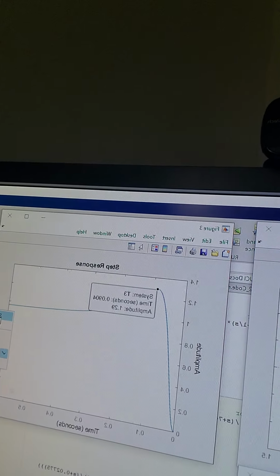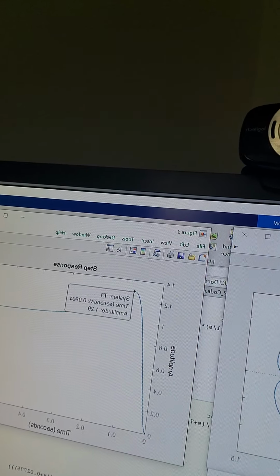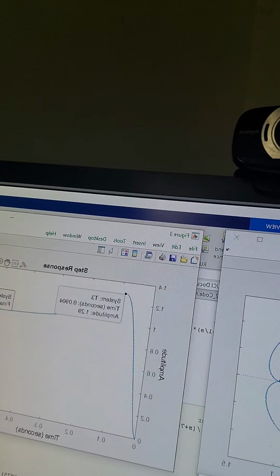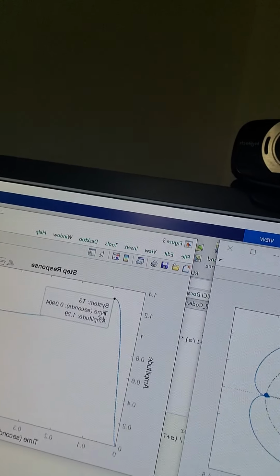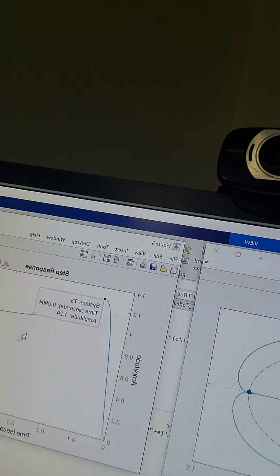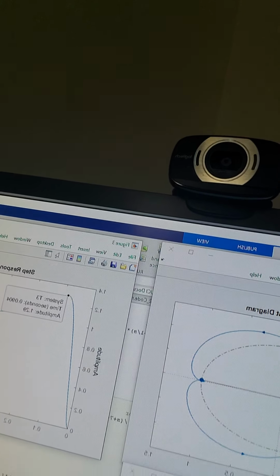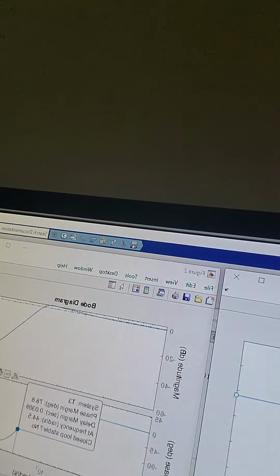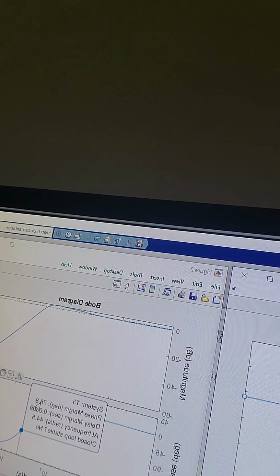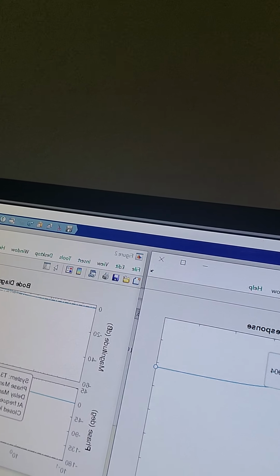It goes to infinity with the step response, which is not ideal, but the rise time is within the requirements. And same for the phase margin. Phase margin is 78.8, so that is above the 60 required.